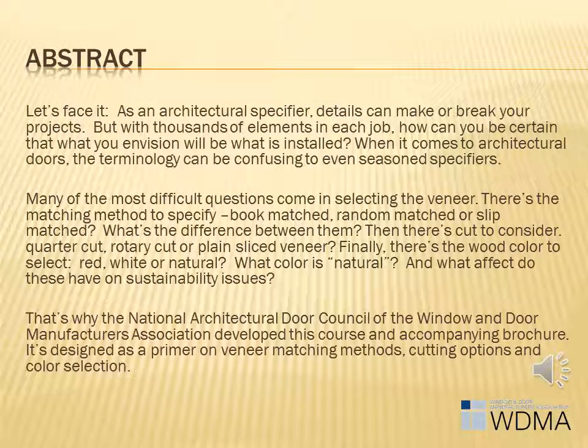As a specifier, details make a big difference. But with thousands of details in each job, how can you know that your plan will work out? When it comes to architectural doors, the terminology can be confusing to even seasoned specifiers. Many of the most difficult questions come in selecting the veneer. There's the matching method to specify: book matched, random matched, or slip matched. What's the difference between them?